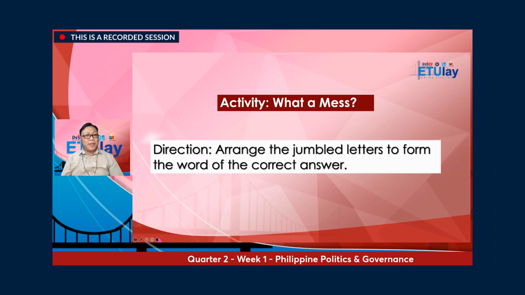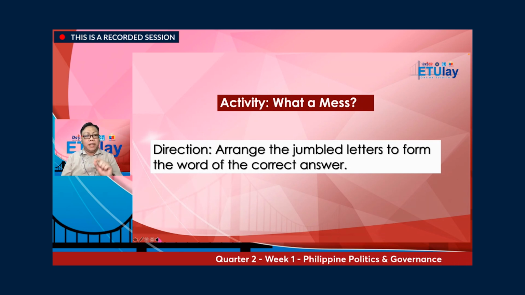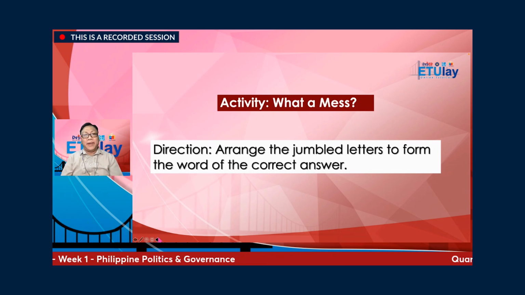Now, we have an activity, okay? So, get ready. This is what we call as what a mess. What a mess, because the words might be jumbled, but you are going to arrange that. So here is the direction. Arrange the jumbled letters to form the word of the correct answer. Are you ready? Okay, let's start.